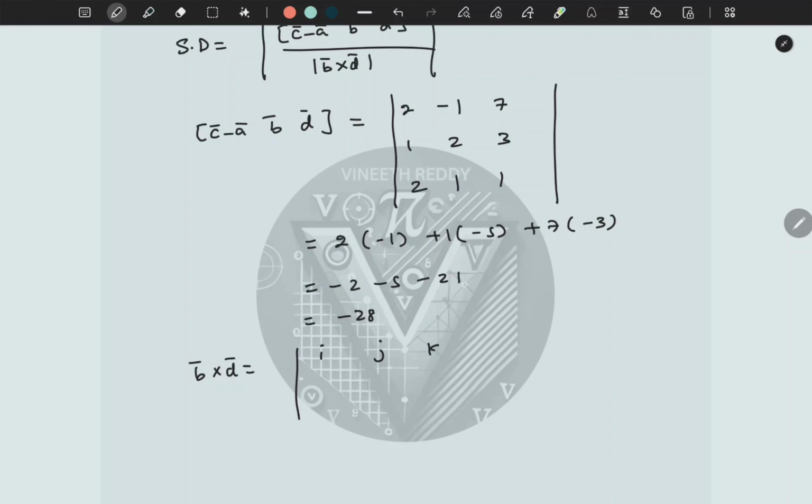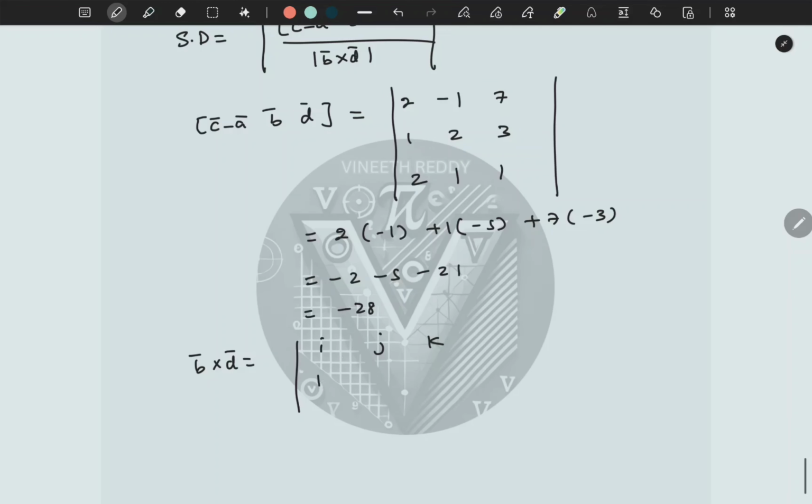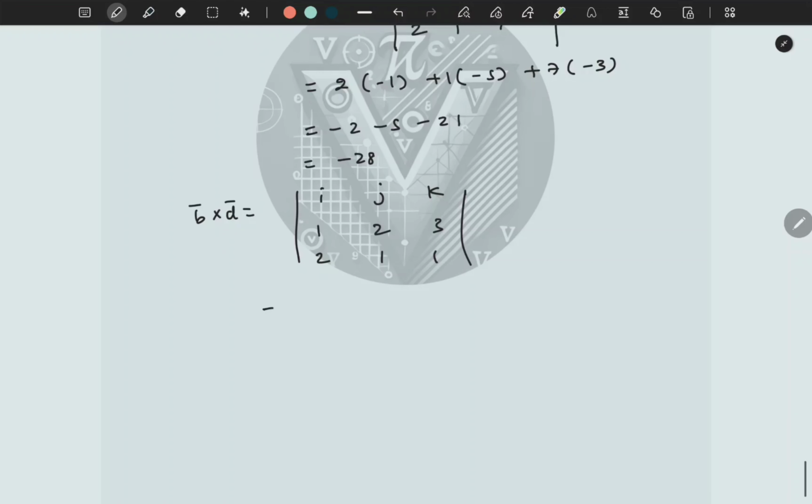Now we need to find the B cross D vector. That will be i, j, k, and vector B has direction ratios 1, 2, 3. Vector D will have 2, 1, 1. If I expand this determinant, I get i into 2 minus 3 is minus 1, minus j into 1 minus 6 is minus 5, plus k into 1 minus 4 is minus 3. So we ultimately have minus i cap plus 5j cap minus 3k cap. This is B cross D.